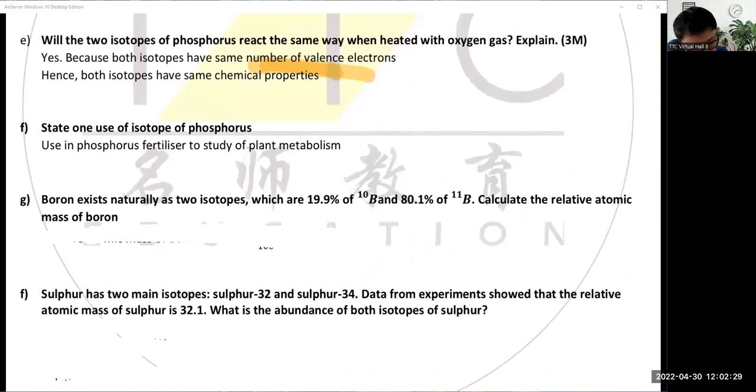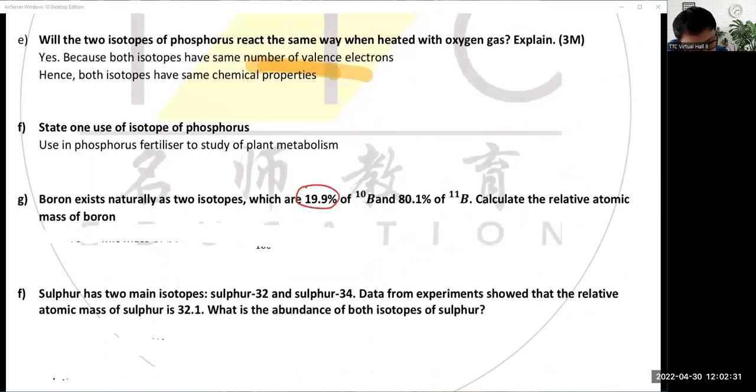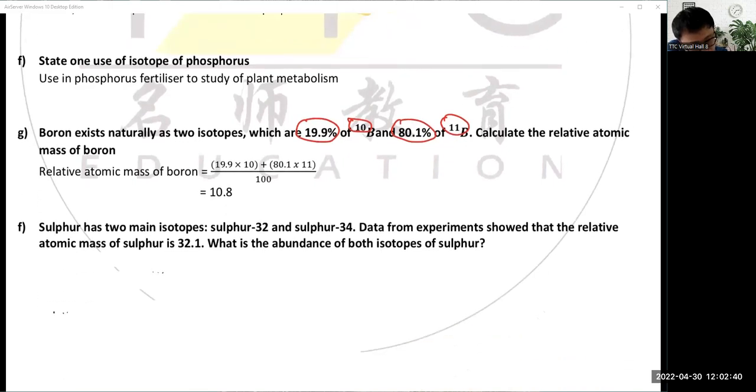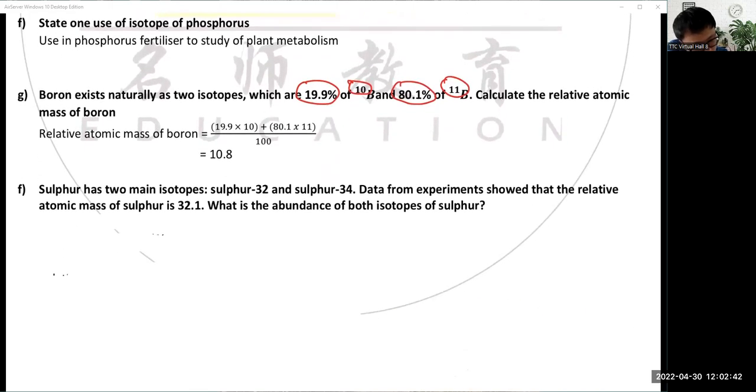So this one is also the same thing. We've got 19.9% of the 10, 80.1% of the 11, then you find the mass, you get 10.8. Then this one we have two data. One is S-32, and one is this one. Since we know the mass is 32.1.